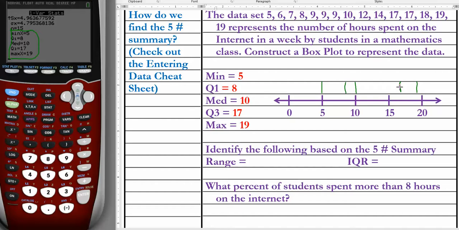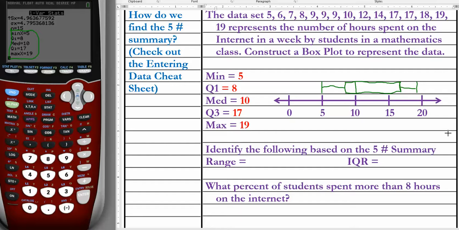And then fill in the whiskers. The whisker goes from the third quartile to the max and the first quartile to the min. And then I need to draw my box. So that is my poorly drawn box and whisker, and that's what it consists of.